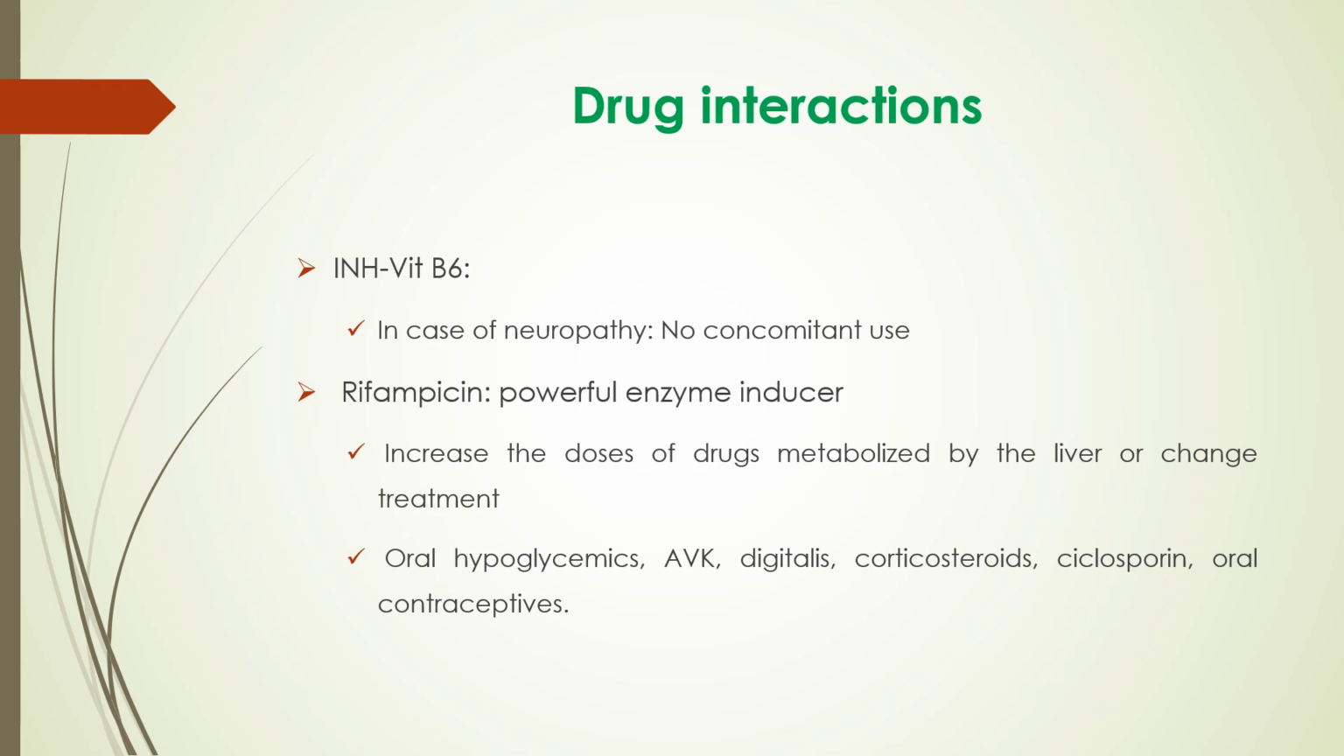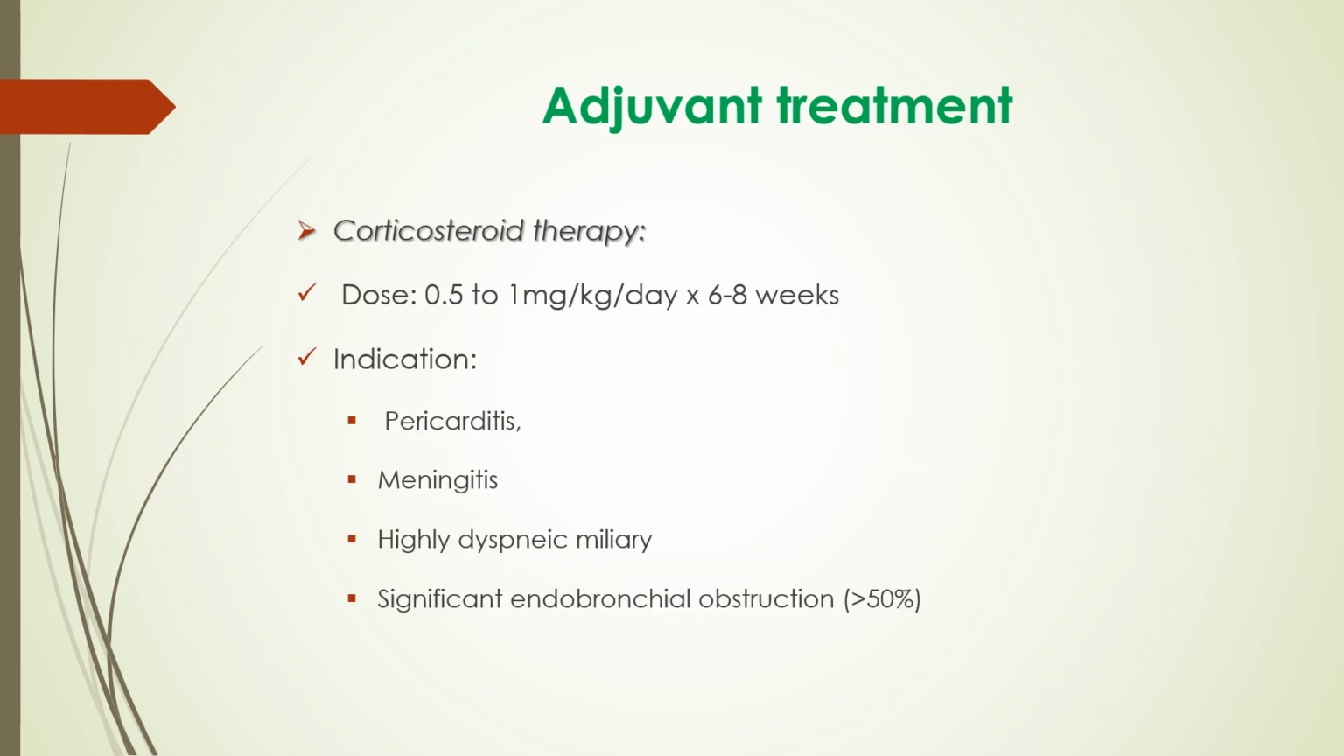What are the adjuvant treatments that we could give in some specific situations? First, we are going to talk about corticosteroids. We can give them at the dose of 0.5 to 1 milligram per kilo per day for 6 to 8 weeks if you have tuberculous pericarditis, tuberculous meningitis, highly dyspneic forms, and significant endobronchial obstruction if it is more than 15%.